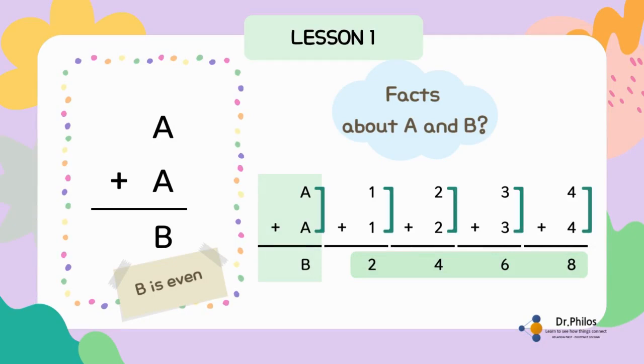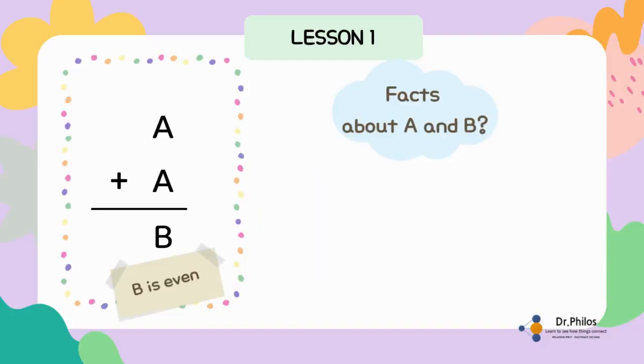Then, knowing that B is an even number, can you figure out what number B is? Yes. B is 2, 4, 6, or 8. Except for 0? Yes, if B is 0, A must also be 0. But they have to be different numbers.